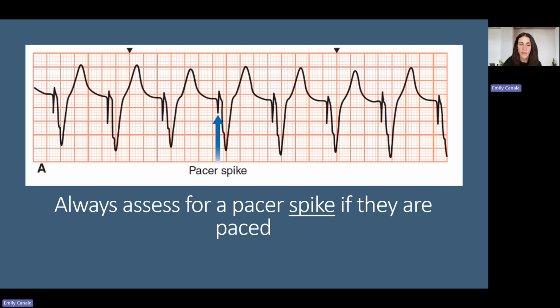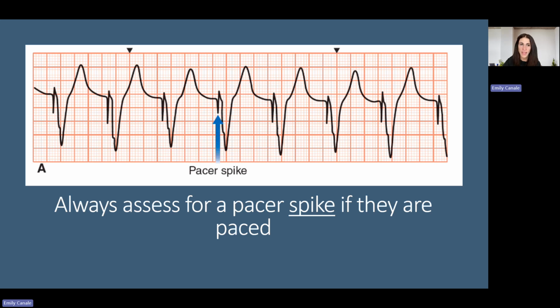It depends on where the pacing spikes are implanted; that will determine how the pacing spikes look. So if it's atrial pacing, then you're going to see that pacer spike before a P wave. If it's ventricular pacing, you're going to see a pacer spike before the QRS.